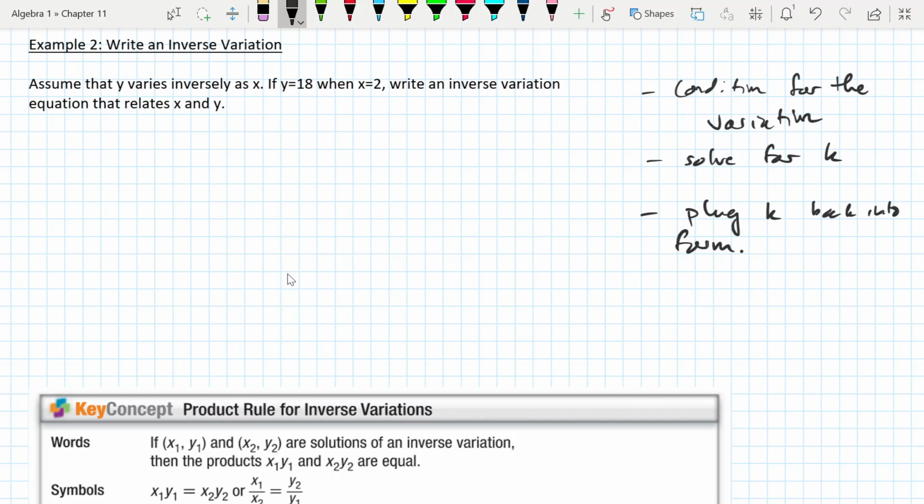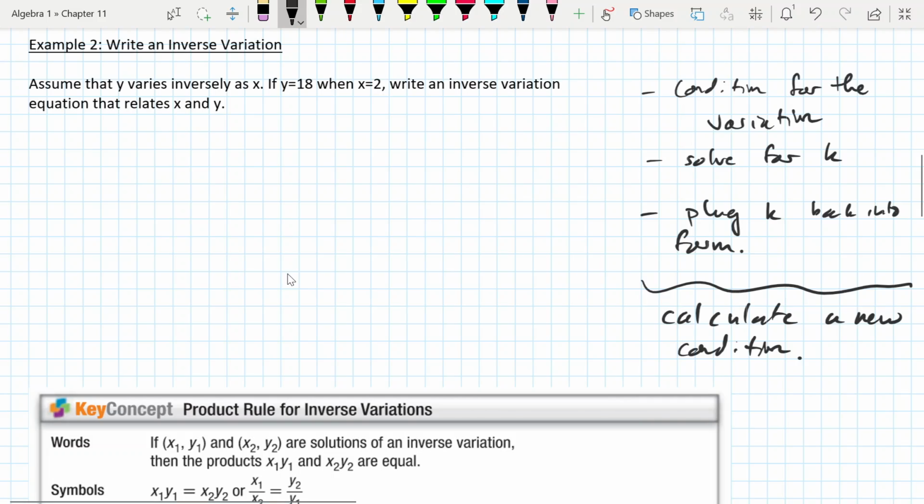Now, there's one step that we'll do later on with this. We're going to calculate a new condition. So, here, let's do the first 3 steps. So that's what this problem's about.